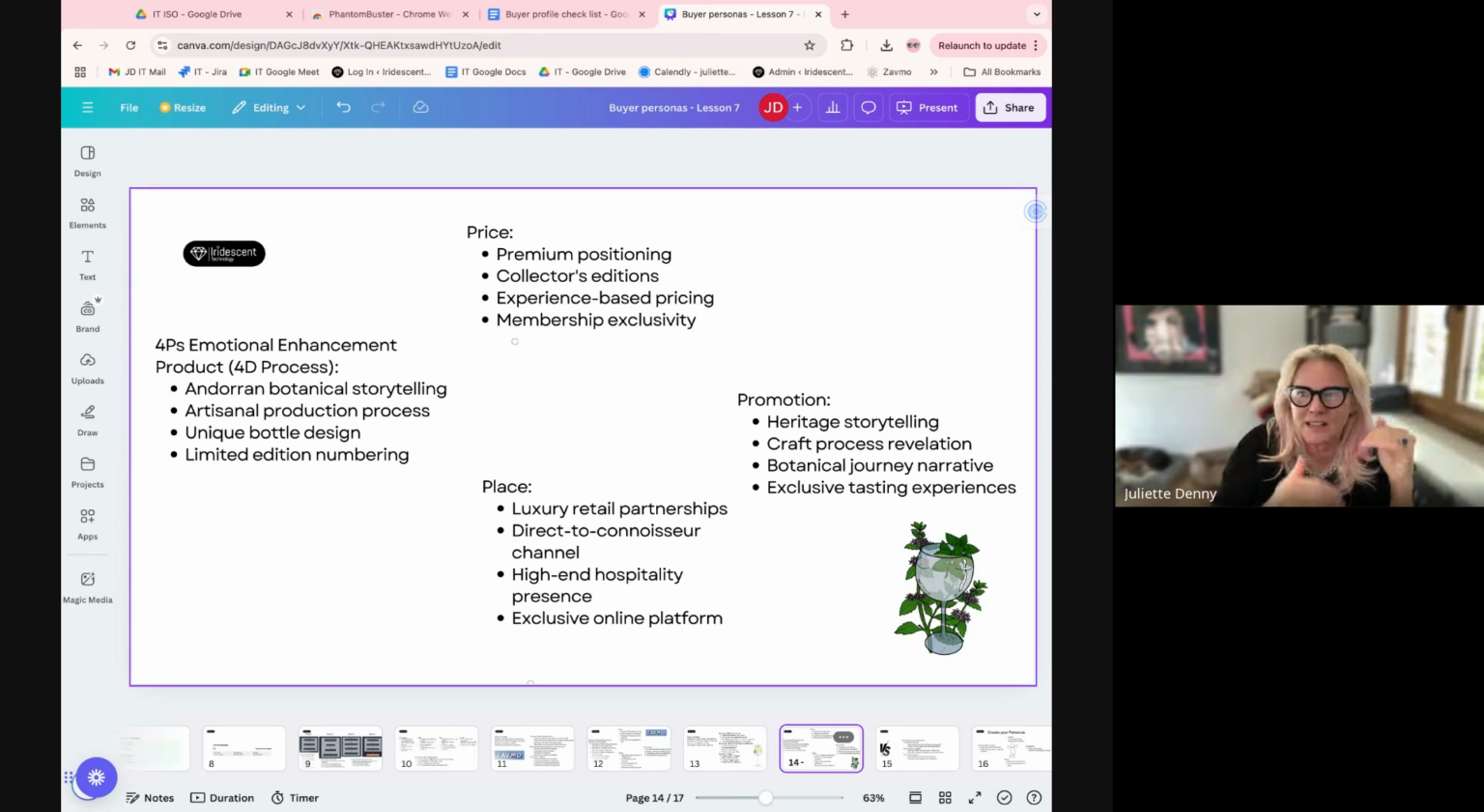And through that journey, we are building, first of all, this idea of, yes, we've got the same values, then this sense of urgency and action, and then finally through into close. And so that journey has got to be thought through in terms of the product, price, place, promotion. So here, the product is obviously in and around a lot of storytelling. That's what the marketing is all about. It's all about the artisanal production process. It's all about unique bottle design. It's all about limited number editioning.